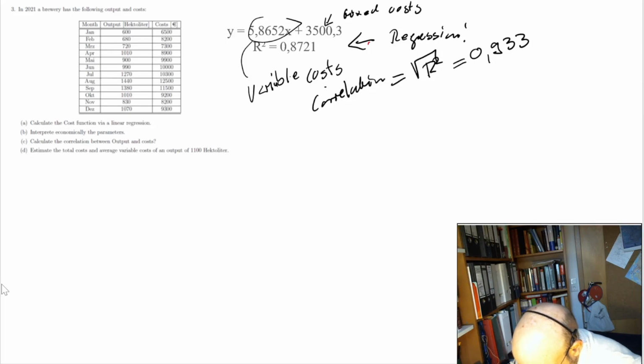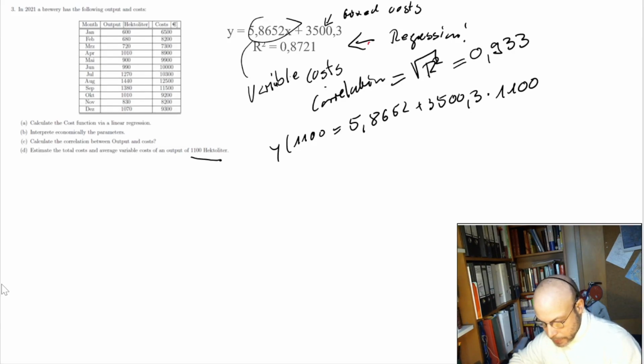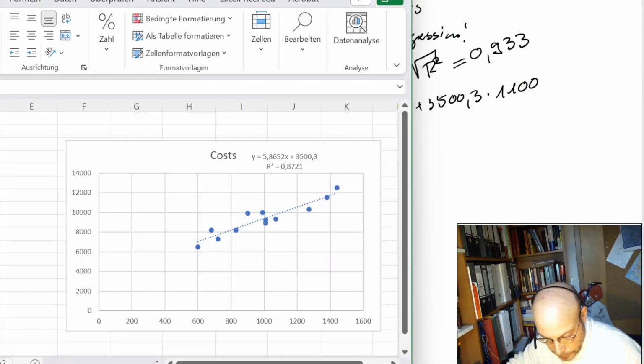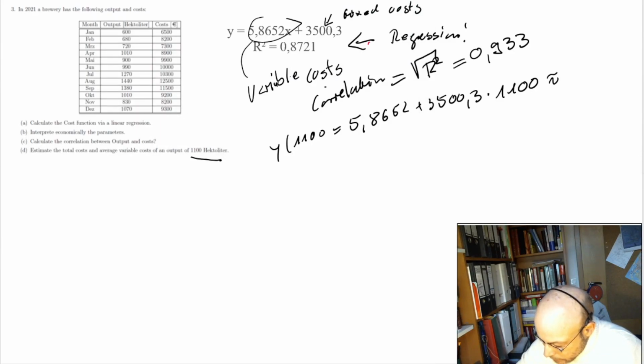And the estimate for 1,100 hectoliters would be y of 1,100 equals 5.8652 times 1,100 plus 3,500.3, which is roughly 9,952.